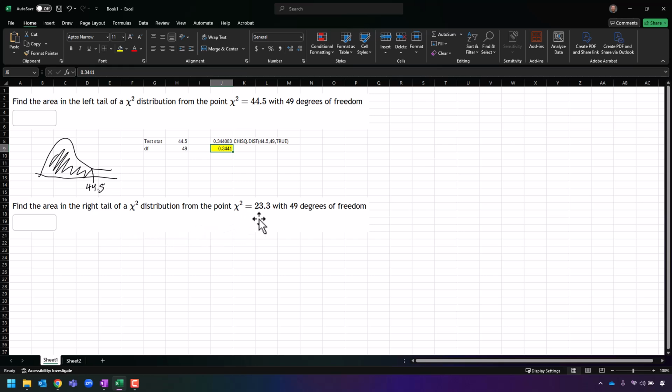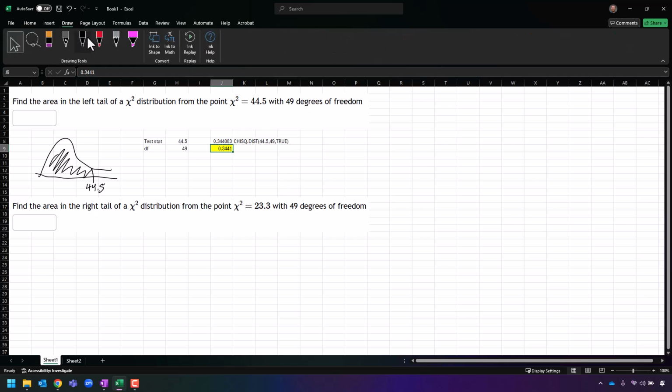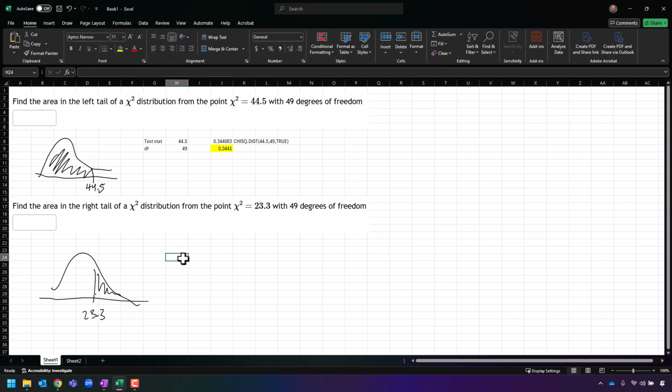Now, if we're looking for the area in the right tail of a chi-squared distribution from the point where we have chi-squared equals 23.3 with 49 degrees of freedom. Wow, I didn't choose ones with very much variance here. Sorry about that. So with the picture on this one, again, our chi-squared distribution is kind of weird. 23.3, let's just put it here. Okay, or not. Anyway, and we'd be looking for the area to the right. That's this one.